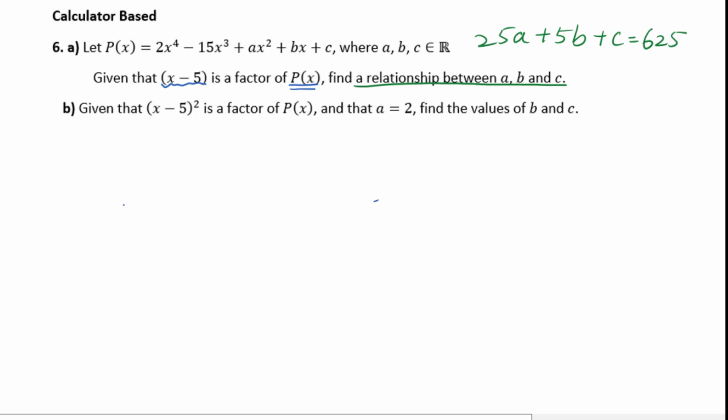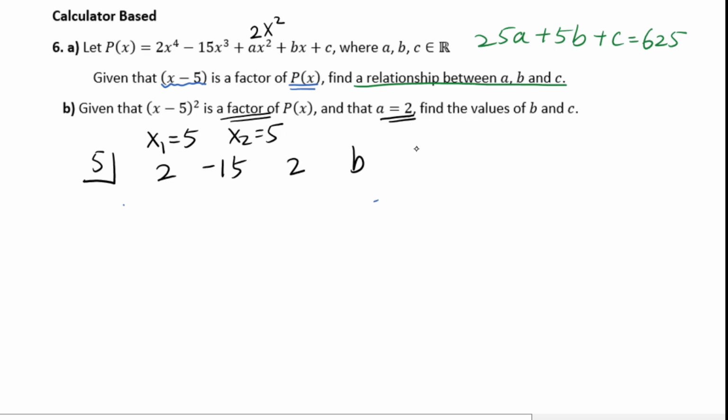Let's go to b. Given that x minus 5 squared is a factor of p of x and that a equals 2, find the value of b and c. x minus 5 squared is a factor, which means we have 2 roots, both equal 5. We will do the synthetic division by using these 2 roots. We are given a equals 2, so 2x squared here. We have 2, negative 15, 2, b, c.